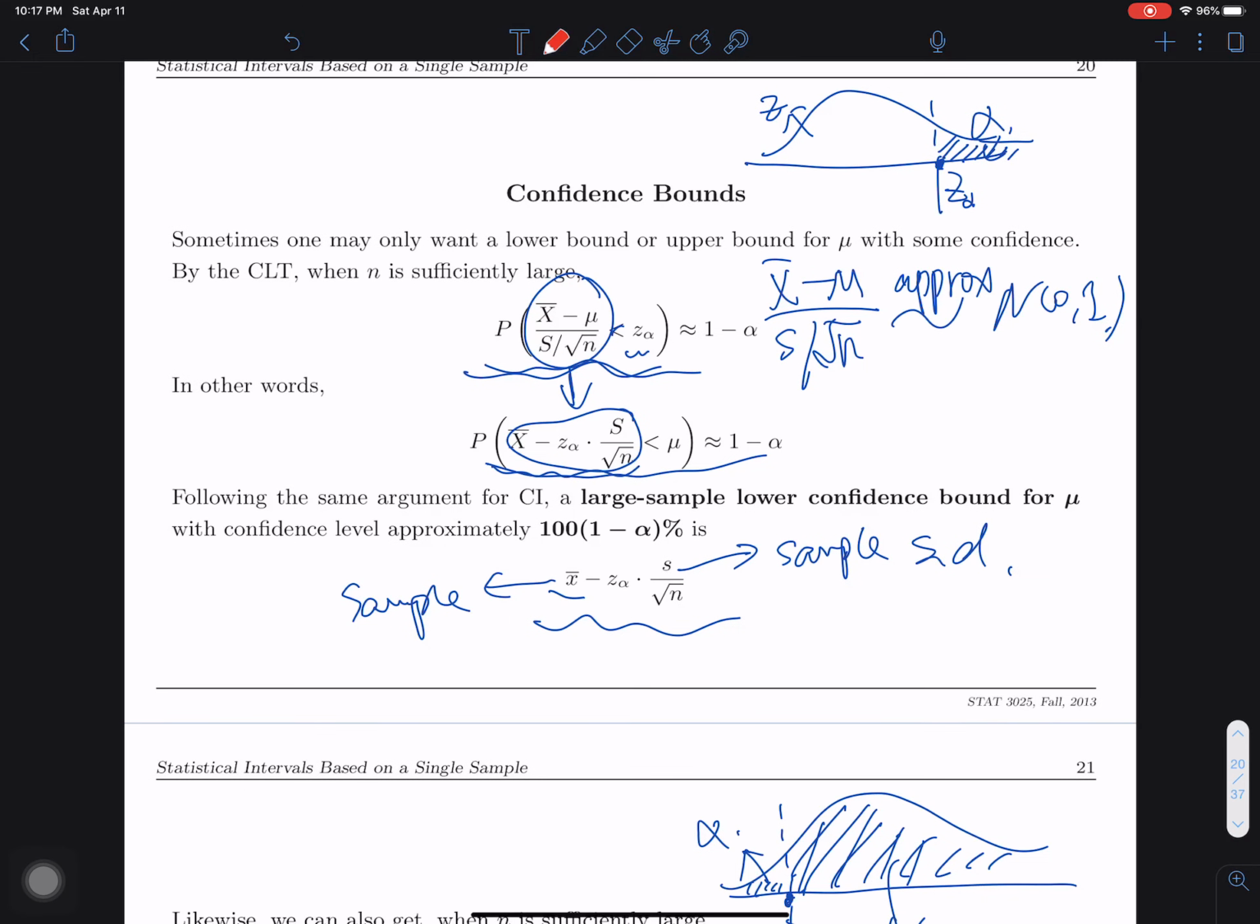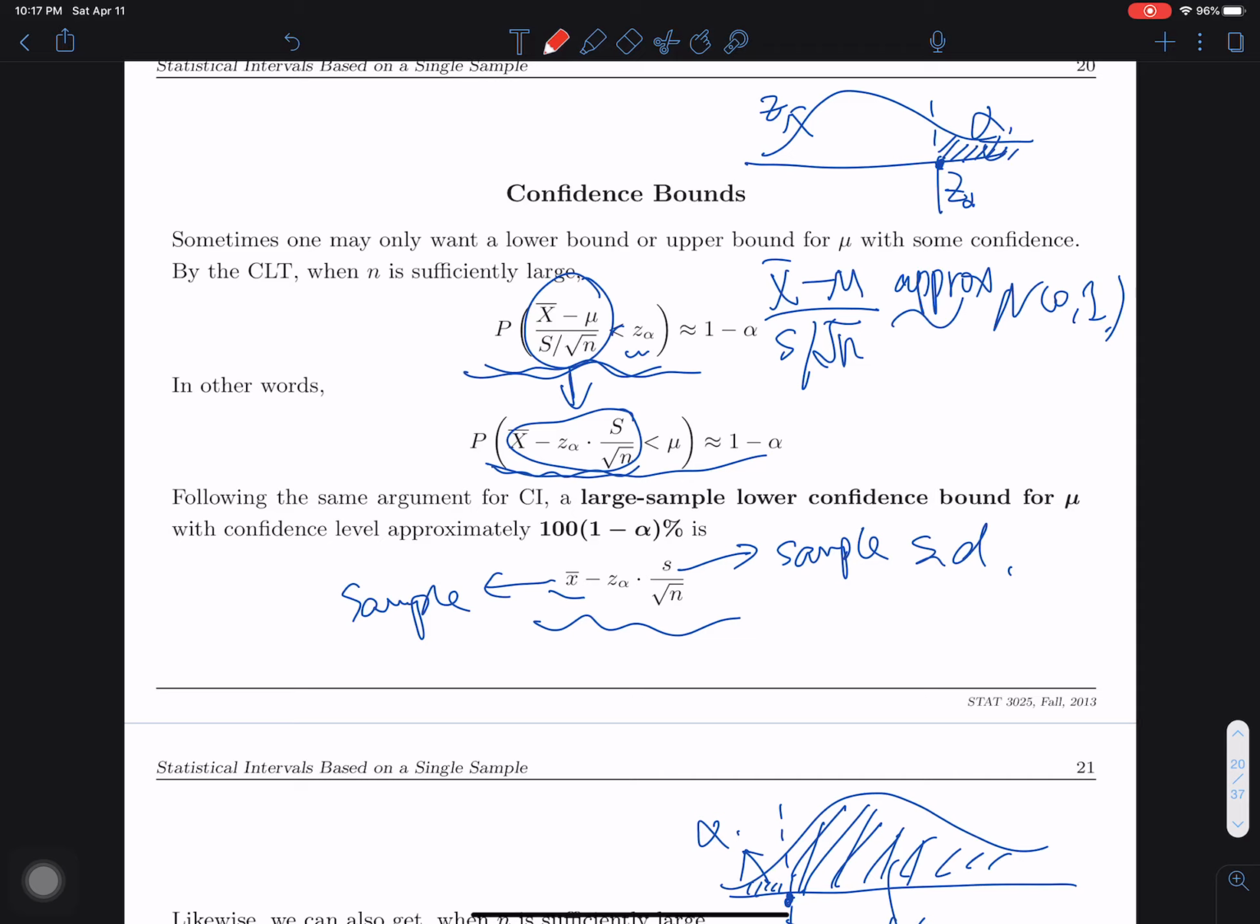Now, very similar to confidence intervals, we talk about confidence bounds. Confidence intervals have both a lower bound and an upper bound. However, a confidence bound has only either an upper bound or a lower bound. So when we are only interested in a lower bound or an upper bound for mu with some confidence, we should use the confidence bound.